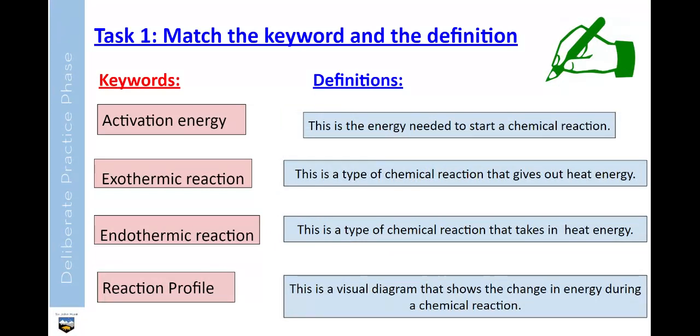Activation energy is the energy needed to start a chemical reaction. Exothermic is a chemical reaction that gives out heat energy. Endothermic is a chemical reaction that takes in heat energy, and a reaction profile is a visual diagram that shows the energy change in a chemical reaction.